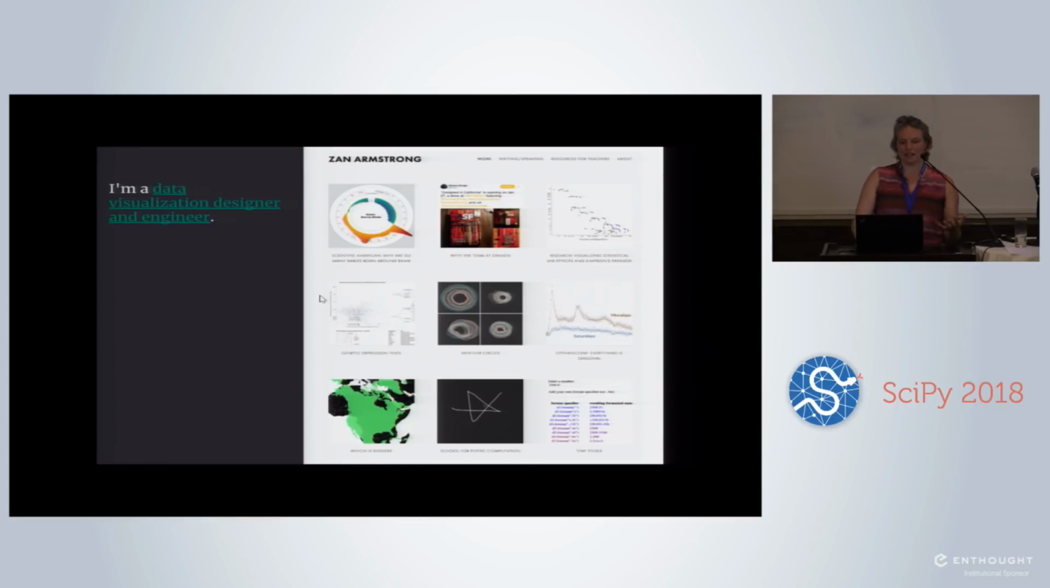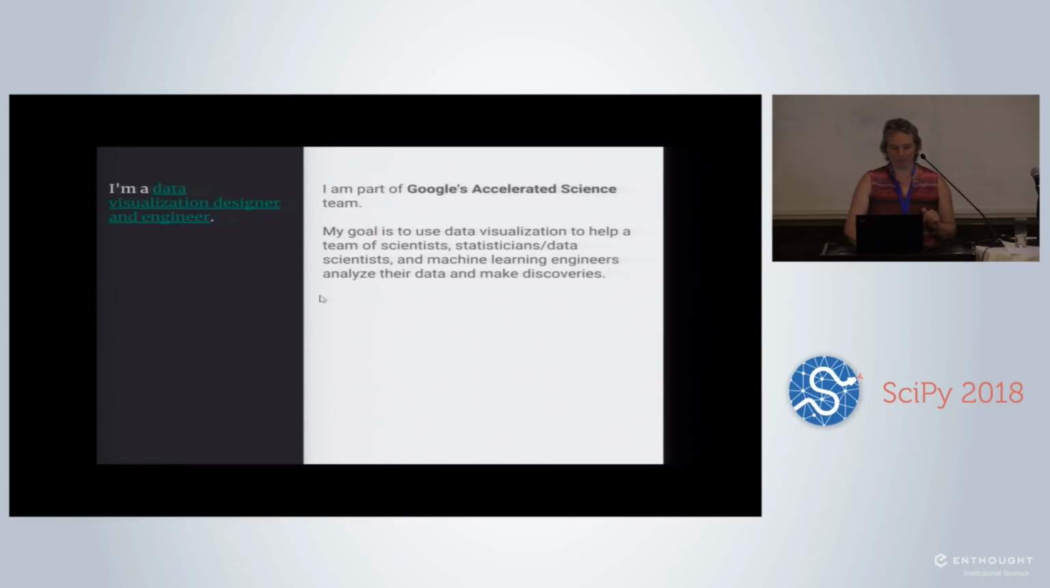I'm Zan. I'm a data visualization designer and engineer. I'm currently part of Google's accelerated science team. My goal with that team is to use data visualization to help a team of scientists, statisticians, data scientists, and machine learning engineers analyze their data and make discoveries.